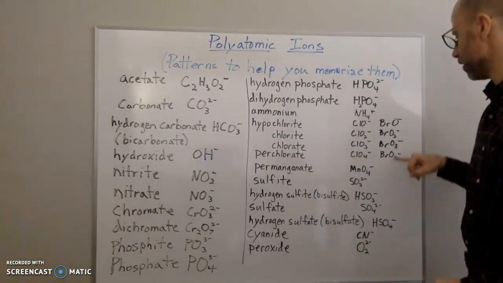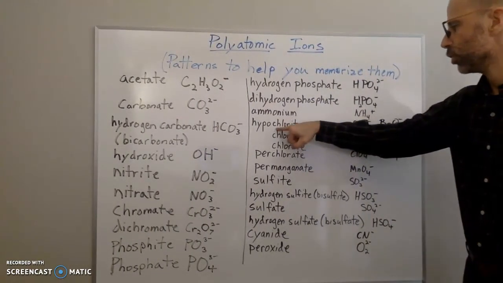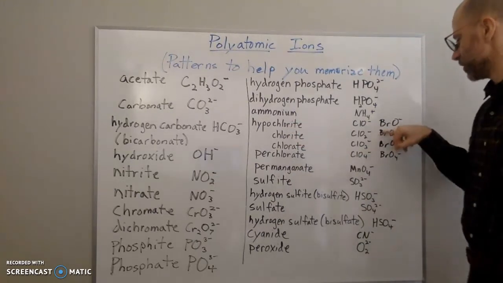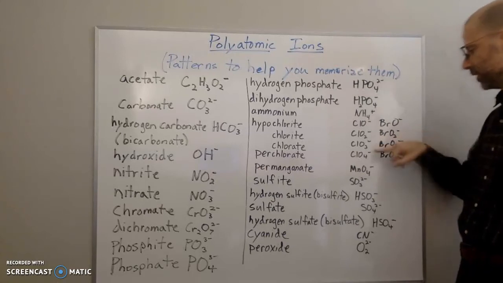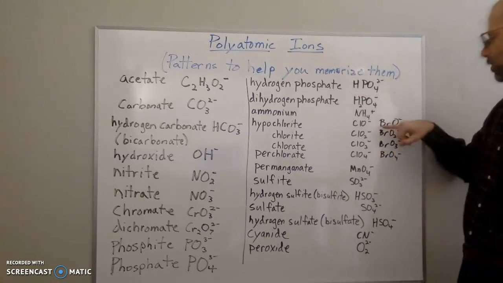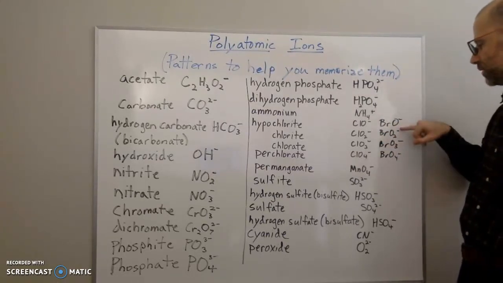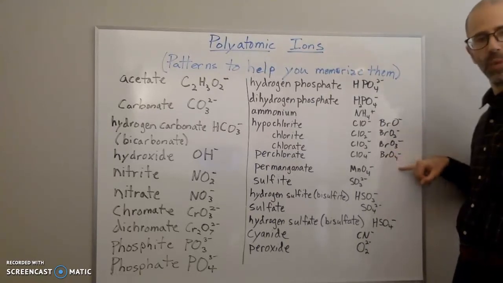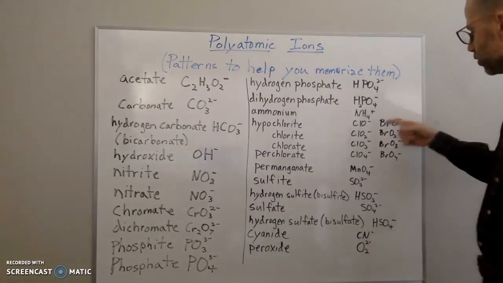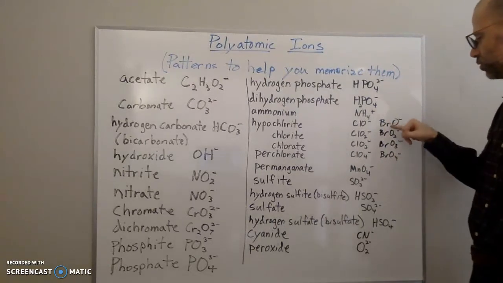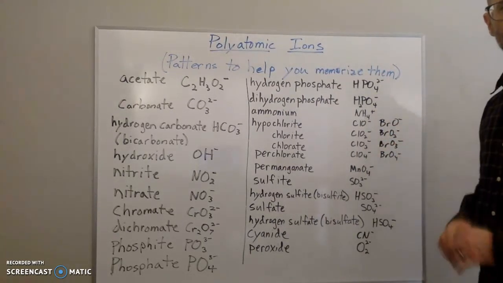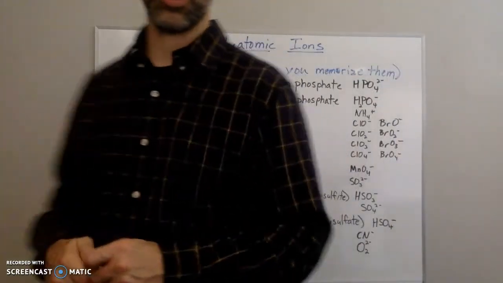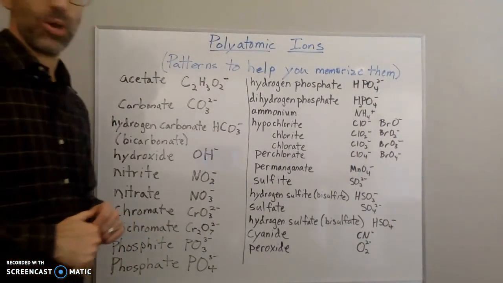instead of chlorite, you just say bromite. So this would be bromite, this would be bromate, this would be hypobromite, this would be perbromate, right? So you could do this with iodine, you could switch out with other halogens as well. So the pattern would fit with those as well.